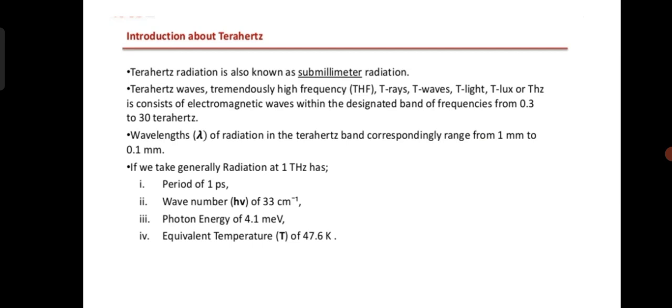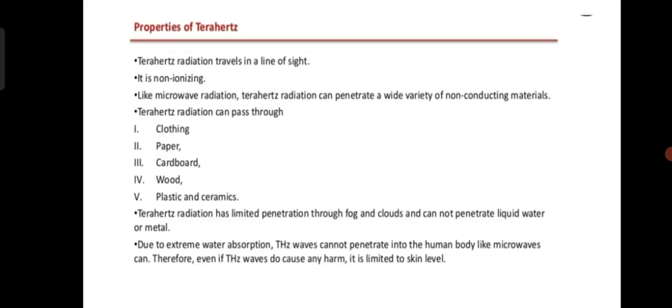The wavelength can range from 1 millimeter to 0.1 millimeter. If you take general radiation at 1 terahertz, it has a period of 1 ps, wave number of 33 per centimeter, photon energy of 4.1 milli electron volt, and equivalent temperature of 47.6 Kelvin. So these are some parameters of 1 terahertz radiation.